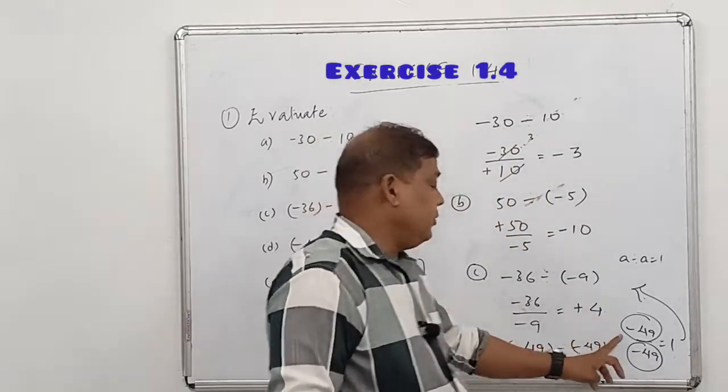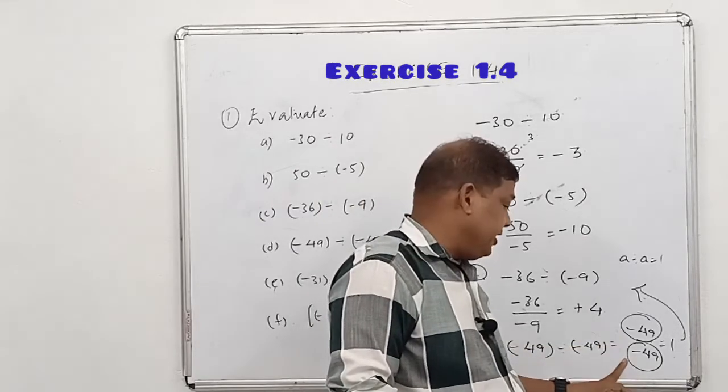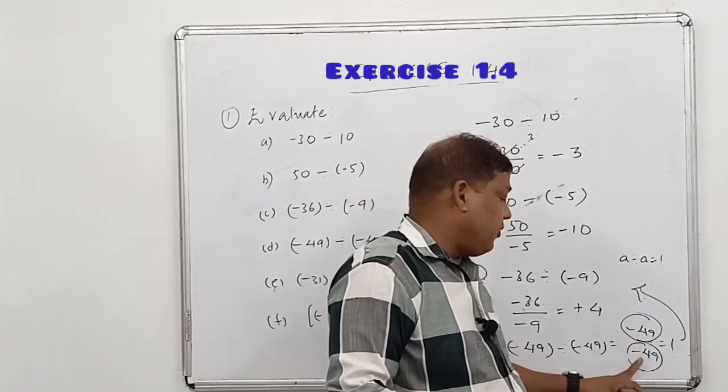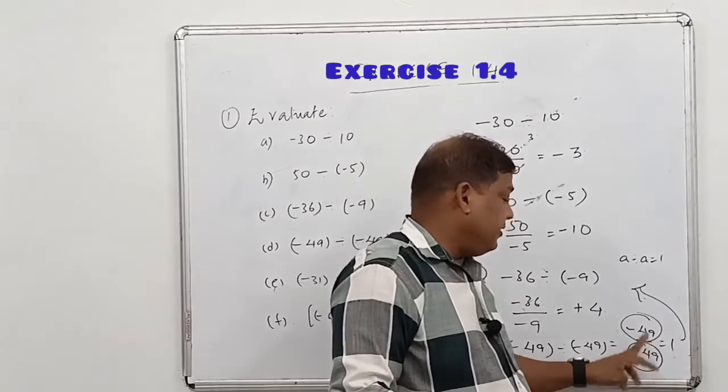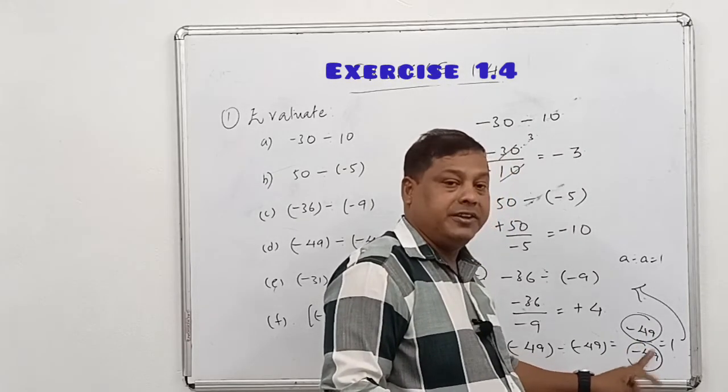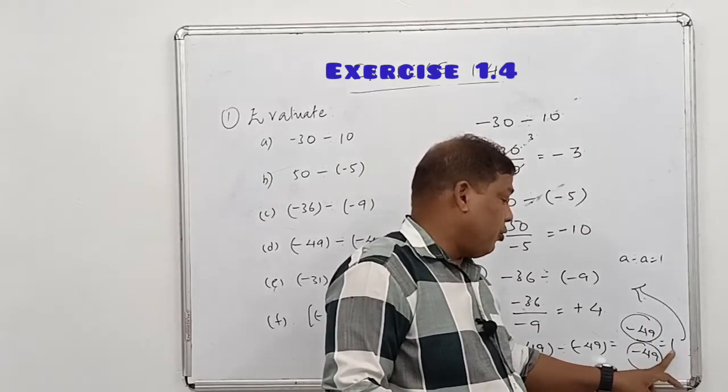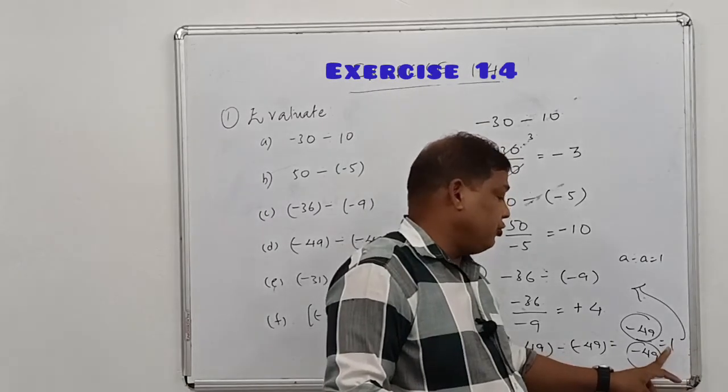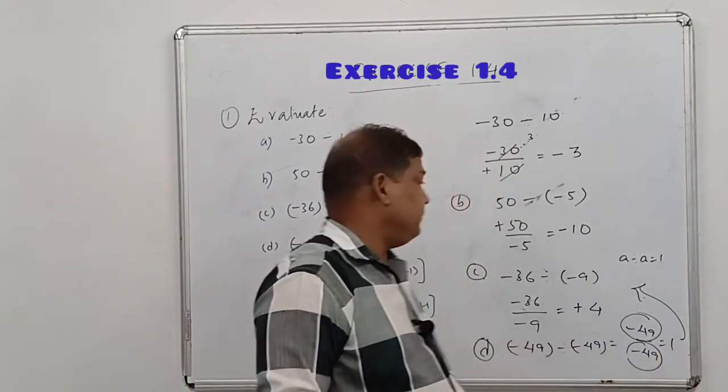When you divide a negative integer by a negative integer, first of all we divide them as whole numbers, 49 by 49, and the result will be 1. It is the quotient. Then you put the positive sign before the quotient.